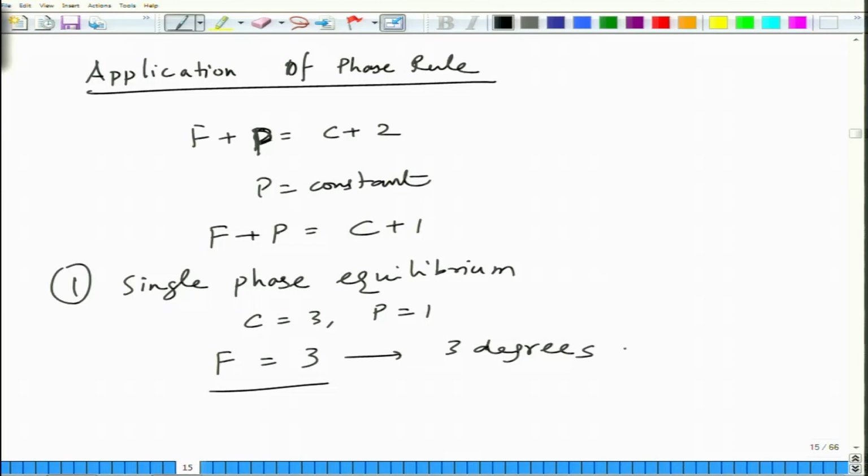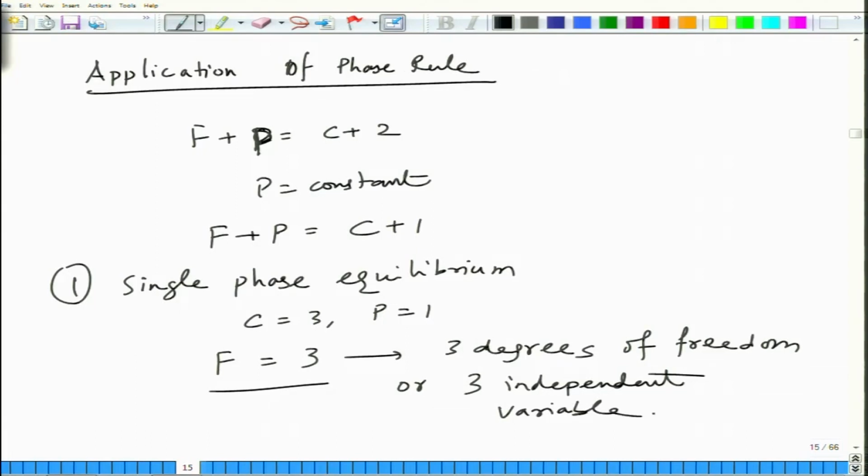There are 3 degrees of freedom, or 3 independent variables. So what variables could it be? The variables are, you can say, C1 and C2, because if you have 3 components 1, 2, 3, you know that x1 plus x2 plus x3 is equal to 1. So if you define 2, the third one is automatically known. So the 3 variables that you have available are composition of one component, composition of second component and the temperature. These are 3 variables that you have, which you can vary independently in a single phase field.